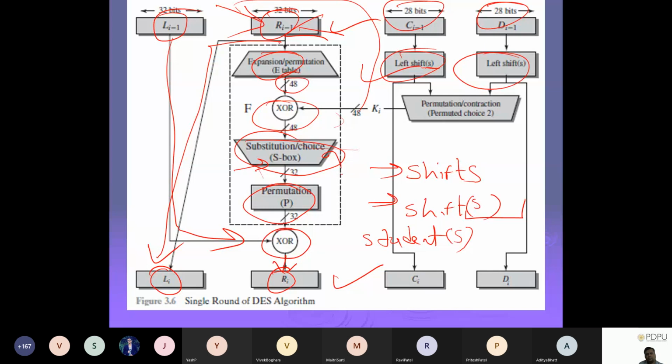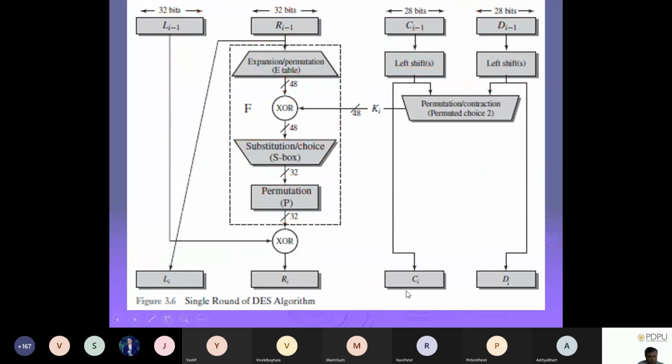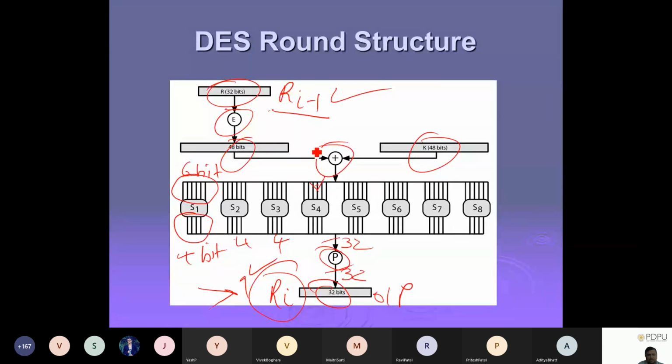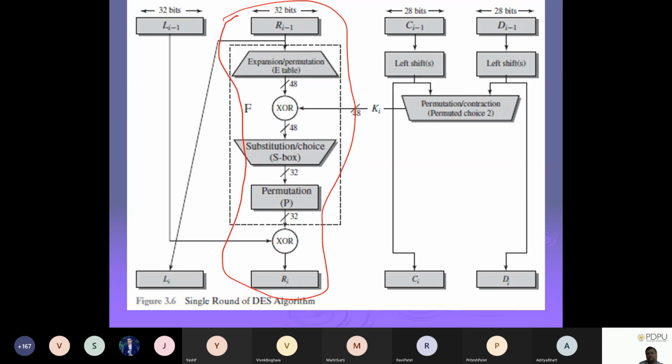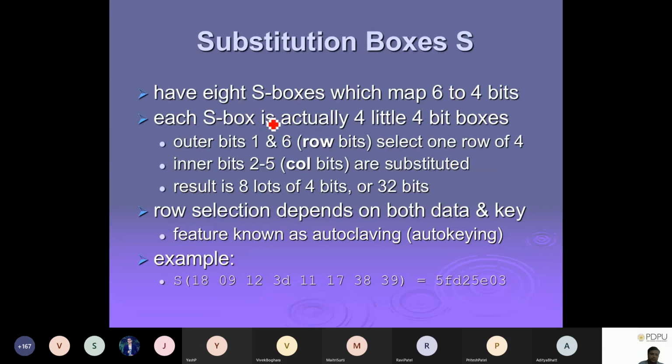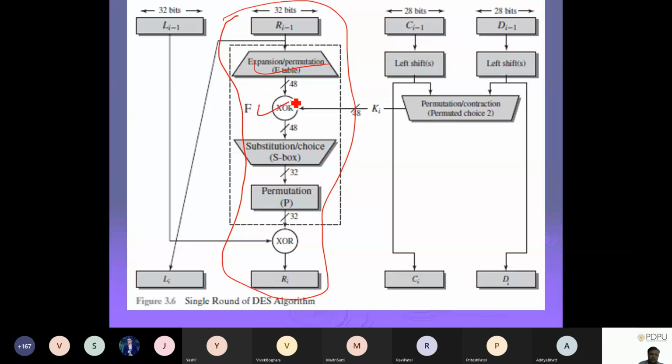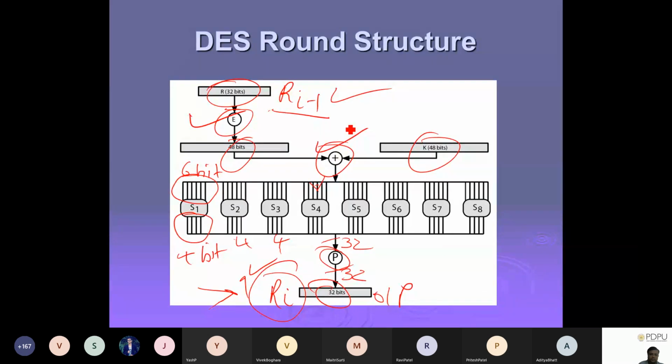Are both the same? Let me try to remove this writing so that people will see. So what actually am I claiming? Is this part the same? Are both the same? Because here I am starting with Ri minus 1, here also I am starting with Ri minus 1, then I am going right. This one is my expansion, this one is my expansion. Sorry, this one is my XOR, this one is my XOR.